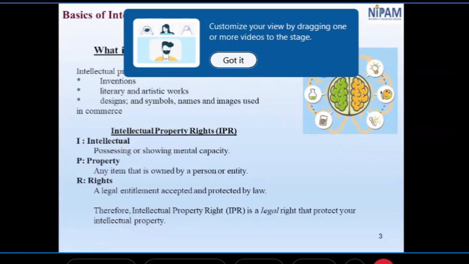So invention is also a part of intellectual property rights. Literary and artistic works are also part of intellectual property. Design, symbol, and as Agrawal sir is repeatedly saying, PVPR, that means plant variety. These are all kinds of intellectual property rights.